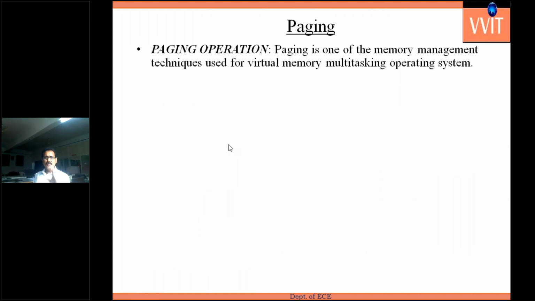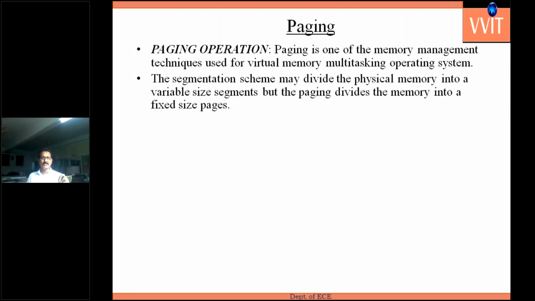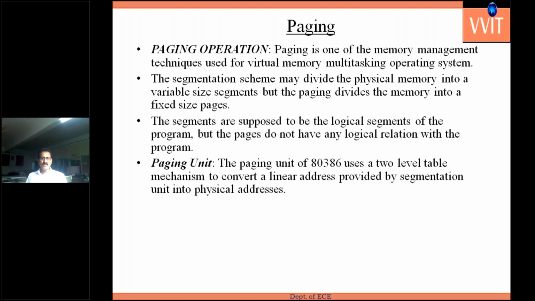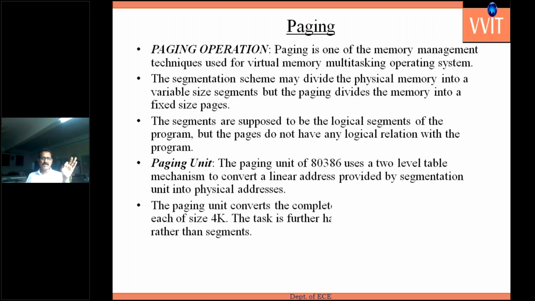Now paging. Paging is one of the memory management techniques. It was first introduced in the 486 processor for virtual memory multitasking operating systems. The segment scheme may divide the physical memory into variable sizes, while paging divides the memory at a fixed size. Each memory paging unit size is 4 kilobytes.